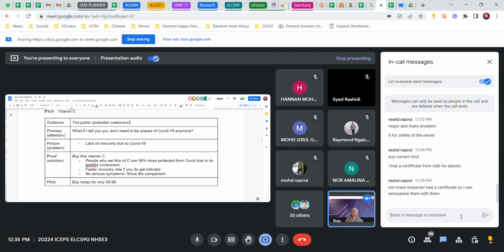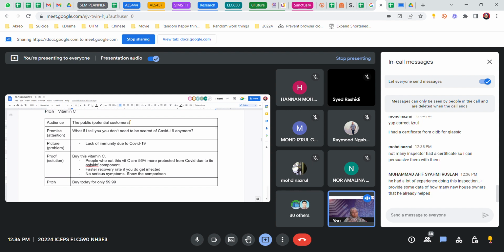Maybe the problem is previously your report was submitted but rejected by the developer. What's the problem? So that's where you can come in and solve the problem for the house owners. Faham tak? It's not just highlighting things, but it's making sure that there is a specific problem that you can solve for them.